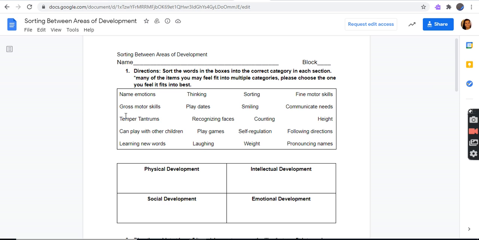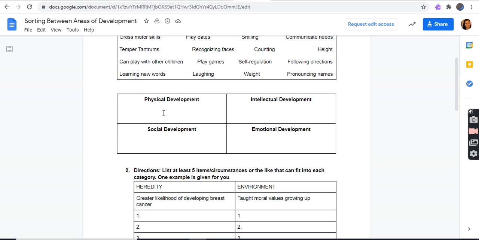We sorted all the words that name emotions, thinking, sorting, fine motor skills, gross motor skills, playdates, smiling, communicate needs, temper tantrums, recognizing faces, counting, height, can play with other children, play games, self-regulation, following directions, learning new words, laughing, wait, pronouncing names. This is from the physical development, social development, intellectual development, or emotional development.